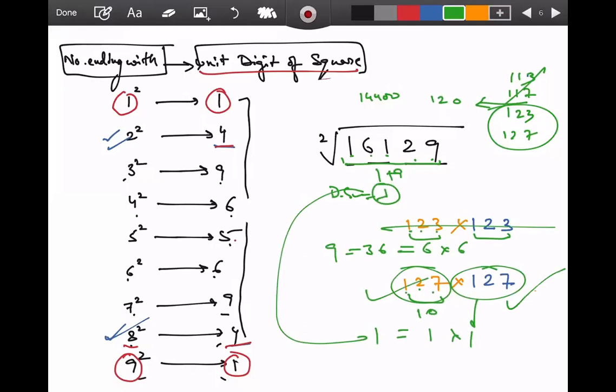Sir, we have to add 16129, right? Sorry? Sir, we have to add 16129. Yes. If you add that, you get 19. If you add 1 plus 9, you get 10. If you add 1 plus 0, 1.